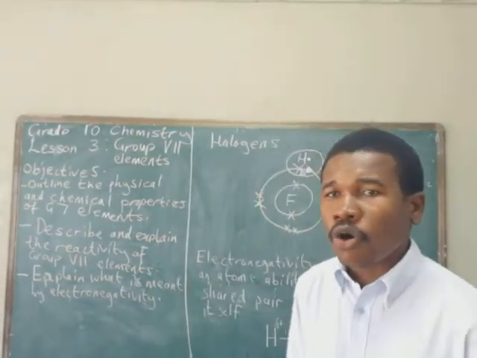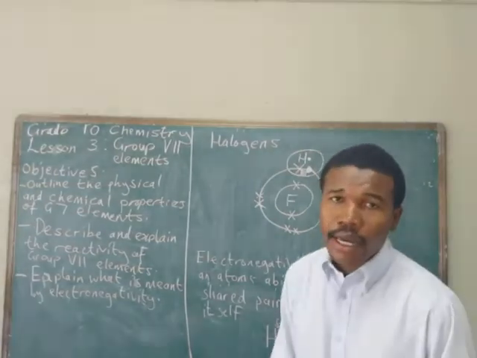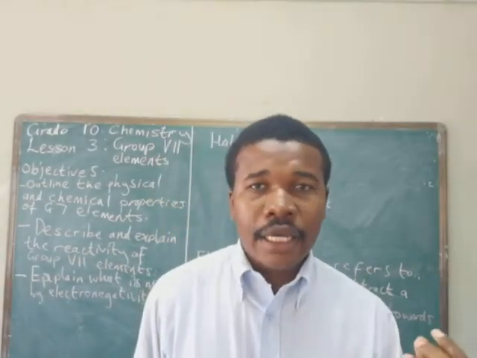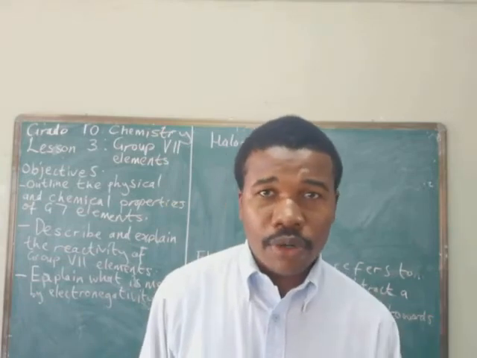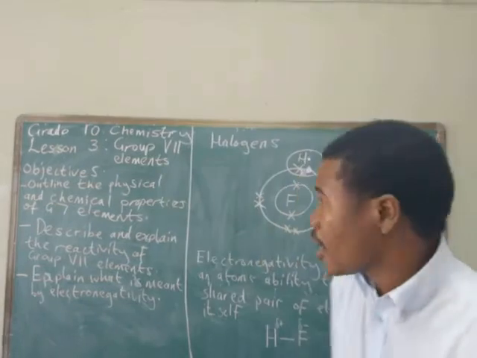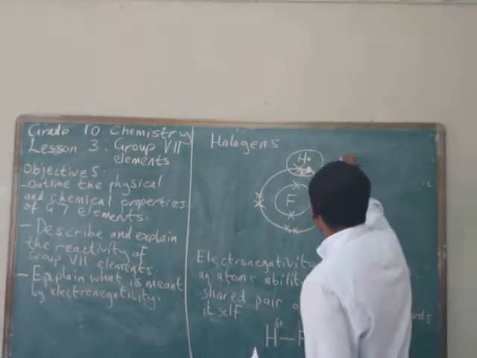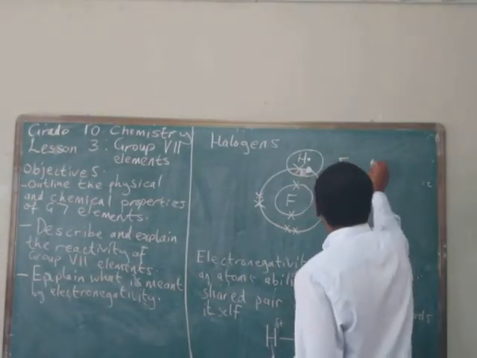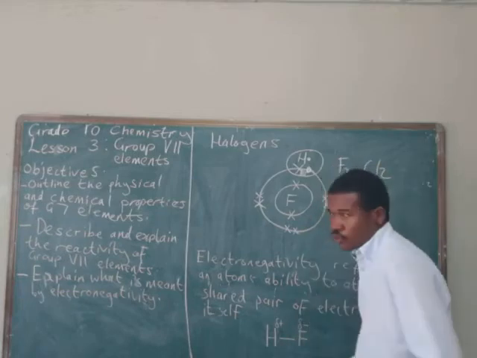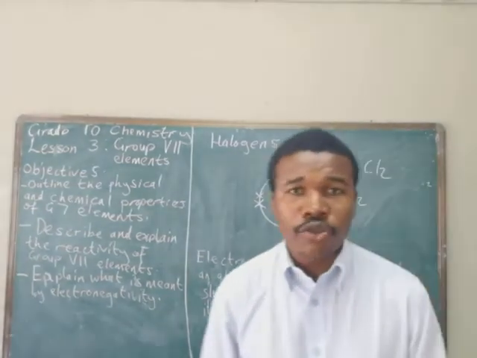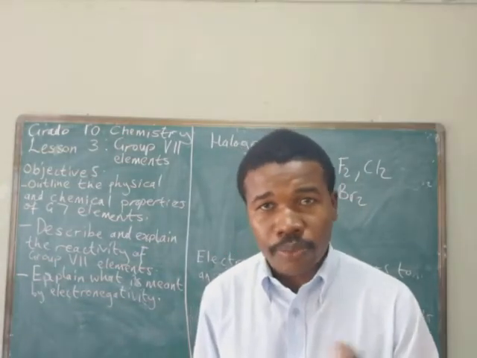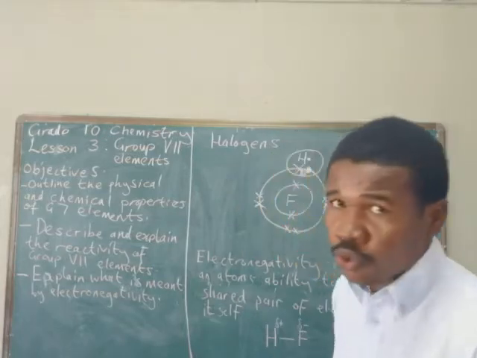Another property of these group 7 atoms is that they are found in nature as diatomic molecules. They are always diatomic molecules. So if you find them in nature, you will find that it would be F2, or Cl2, or Br2. They exist as diatomic molecules, Cl2, Br2, F2, right?